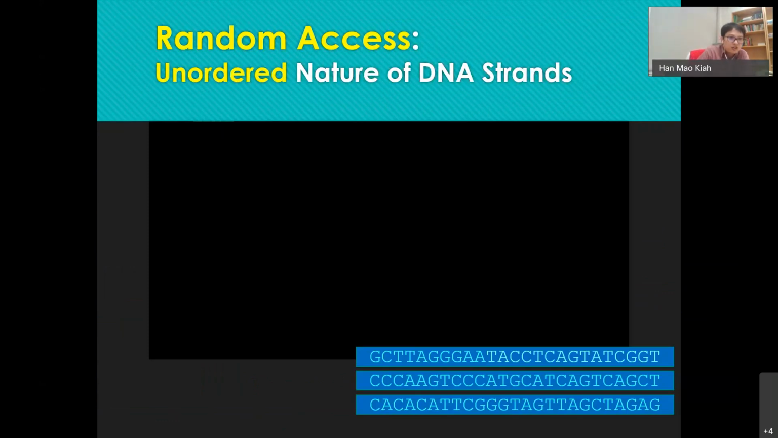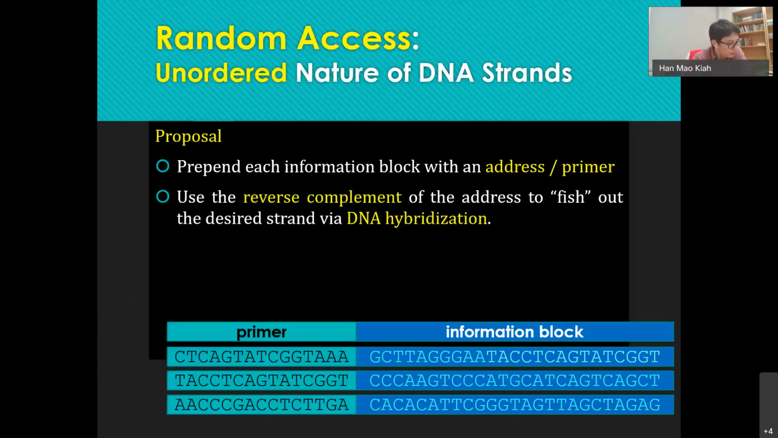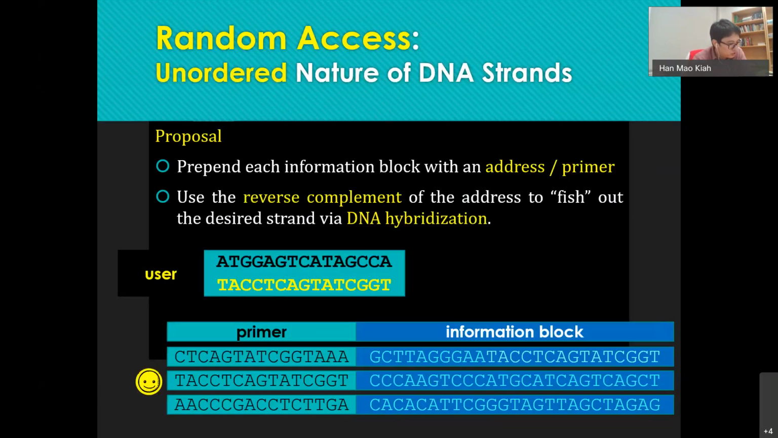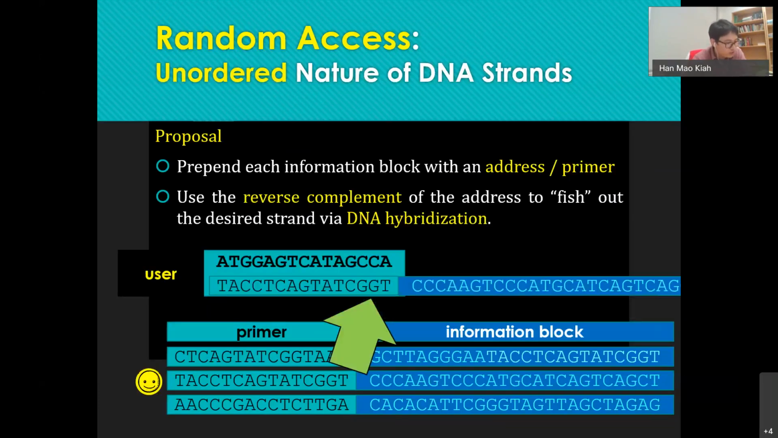So my colleagues at Urbana-Champaign proposed the following strategy: to prepend these information blocks with address sequences, which we call primers. And to retrieve the data, we will make use of what we call a reverse complement, so that via this chemical process called DNA hybridization, the correct strand will attach itself to the reverse complement, and so be fished out.